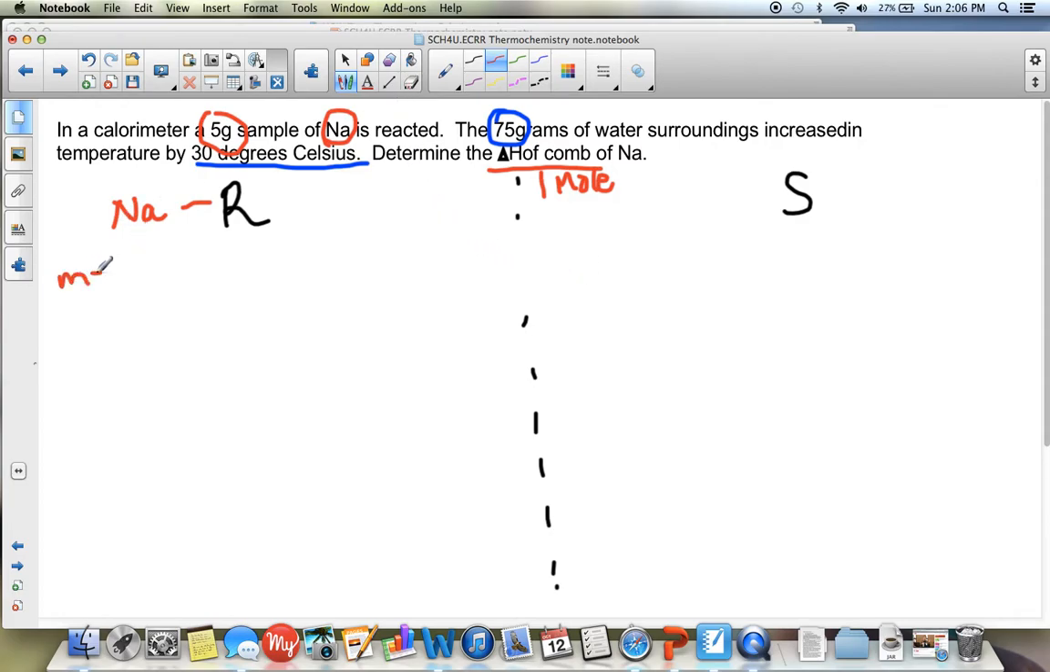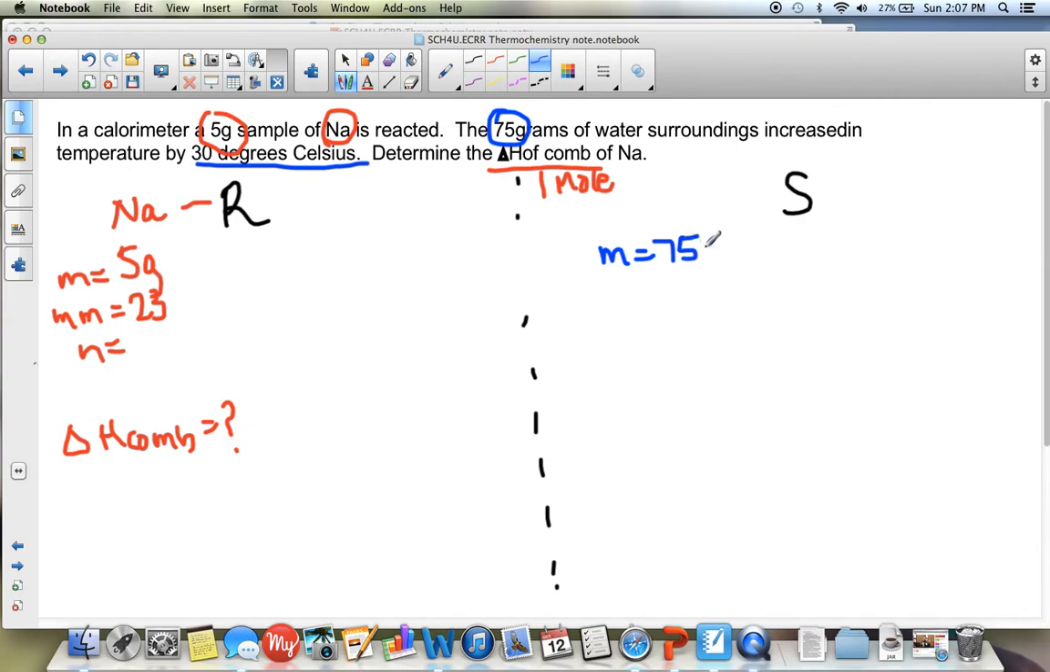So let's list our variables. 5 grams. Our heat of combustion is our question mark. That's what we're trying to find. Our mass of our surroundings is 75 grams. Our specific heat capacity, as always, is 4.18 joules per degree Celsius. Our change in temperature is 30 degrees Celsius.